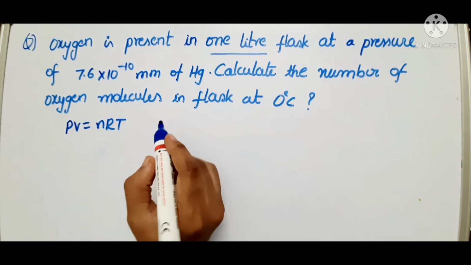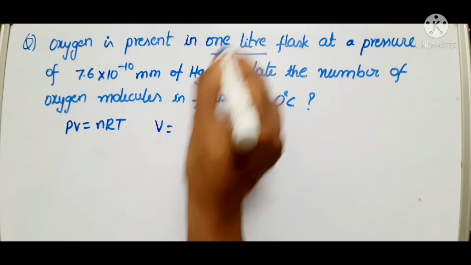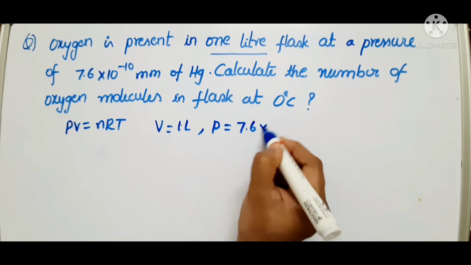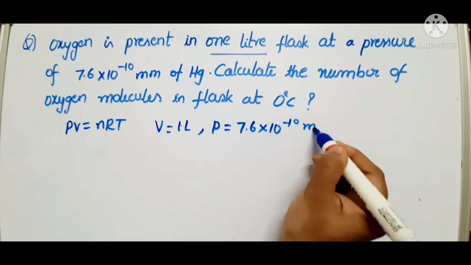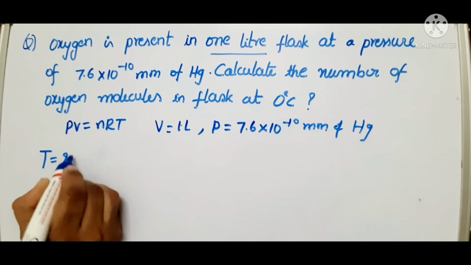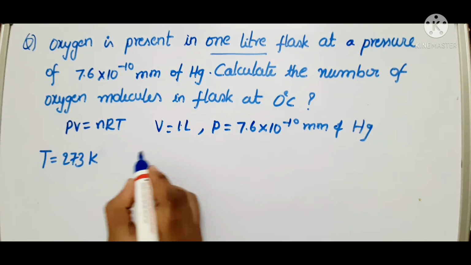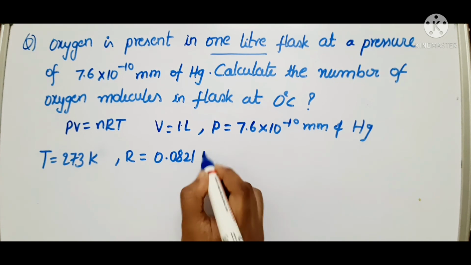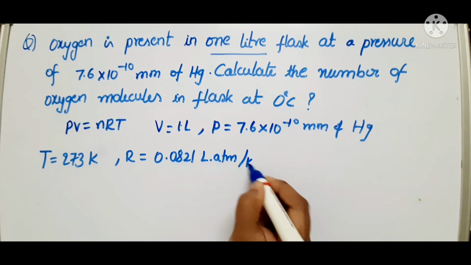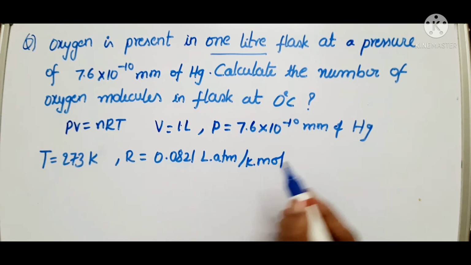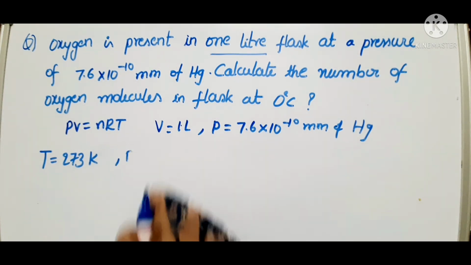So let us check the given data first. What is the volume? Volume equal to 1 liter. Then the pressure is given in mm of Hg, 7.6 into 10 power minus 10 mm of Hg. And then temperature T is 0 degrees, which is 273 Kelvin. And R can be taken as 0.0821 liter atmosphere per Kelvin mole. Here the R value is taken in atmosphere, so you have to convert this pressure into atmospheres, right?